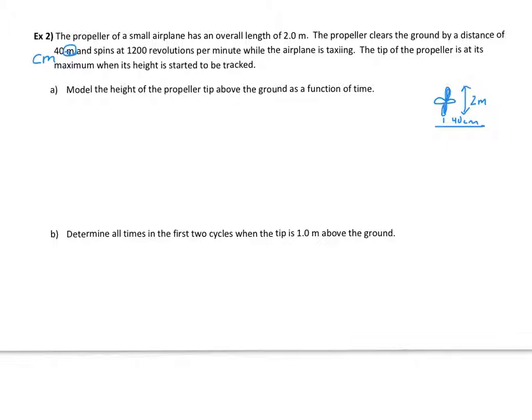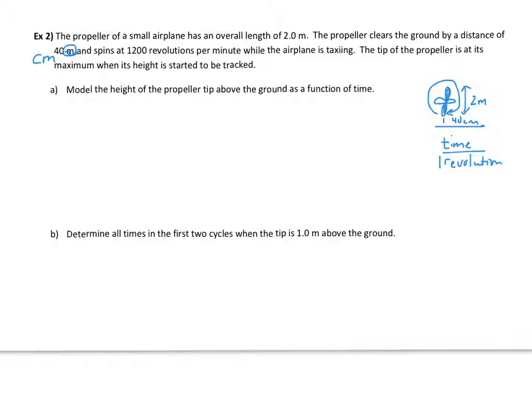It depends which unit you're going to use. You have to define that. And it's spinning at 1200 revolutions per minute. So for one period, we're really looking at the time it takes that propeller to make one full turn. So we need the time per 1 revolution. That's what we need to get.